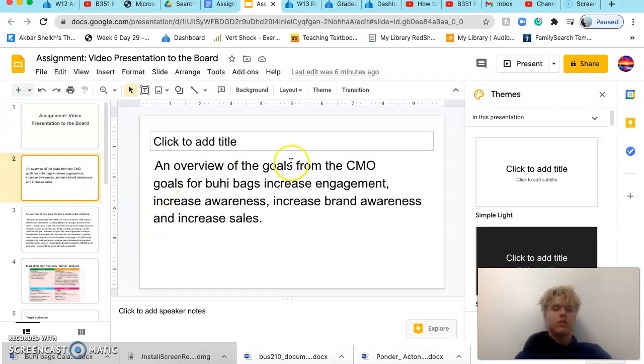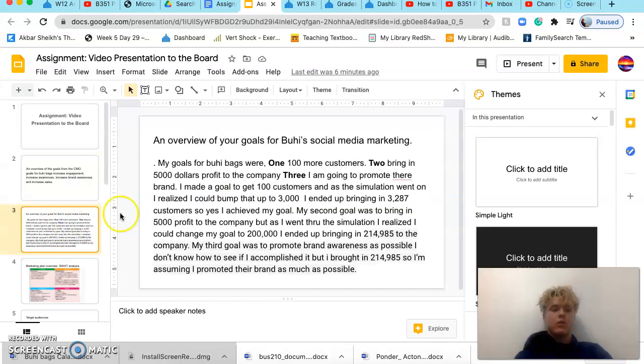The first thing is to go over the CMO goals. So the CMO goals are basically increase engagement, increase awareness, increase brand awareness, and increase sales. My goals: I want to bring in 100 new customers, I want to bring $5,000 profit, and I want to promote their brand. So I made the goal to bring in 100 customers.